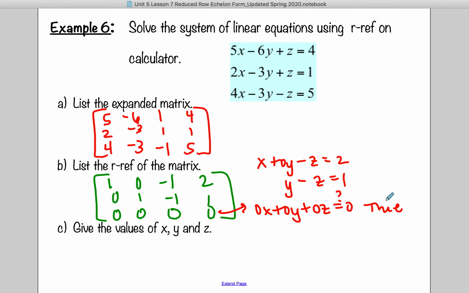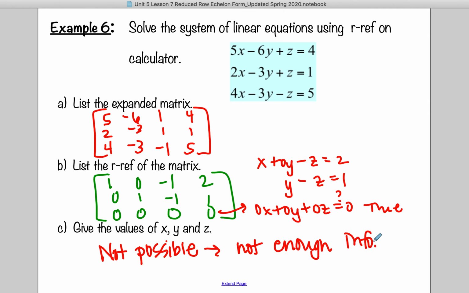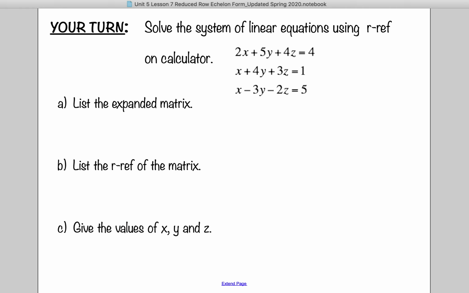However, we don't know. So if you have a situation like this, this would be not possible, or you could say that there's not enough information, okay, because it gave you that result. Okay, not possible, or not enough information. Okay, so you can't solve that one. But those are kind of your two options. No solution means you can't do it. This one, it's possible to do it, but we're maybe not enough information to actually solve it. Okay. And one last one, your turn.